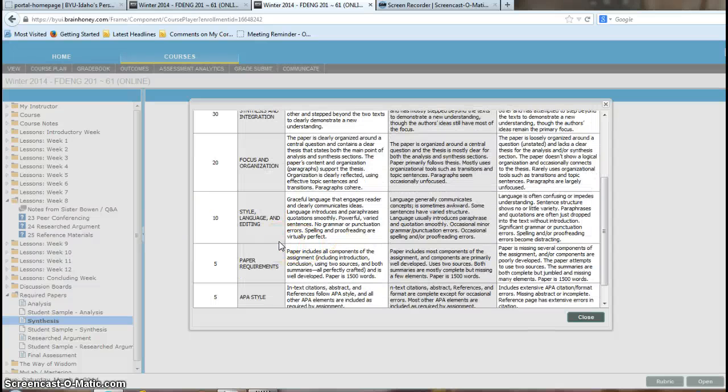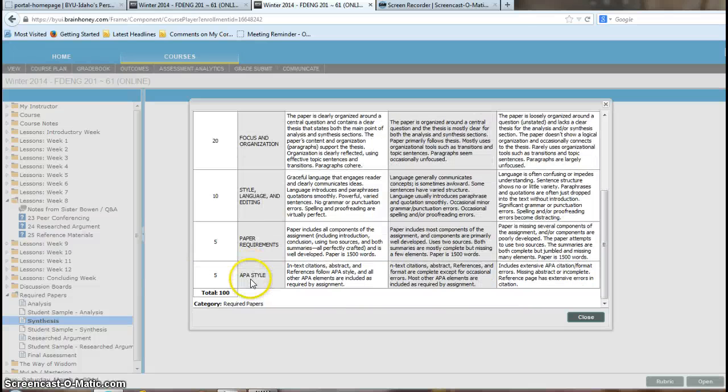Style, language, and editing. Graceful language engages the reader, clearly communicates ideas. Yes. Powerful varied sentences, no grammar or punctuation errors, spelling and proofreading are virtually perfect. I would give the student an 8 in that category. If you look at the semicolons and the colon use, that's kind of the main thing, and then there's just a few typos. And then 5s for both of the other ones. That's how I'd grade it.